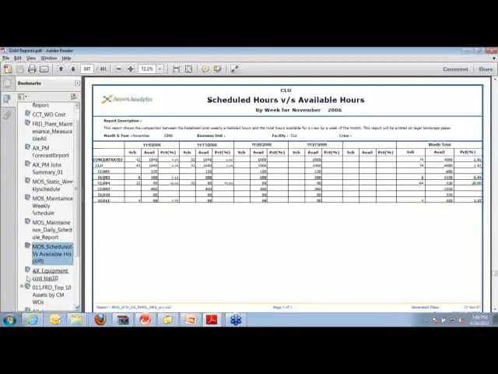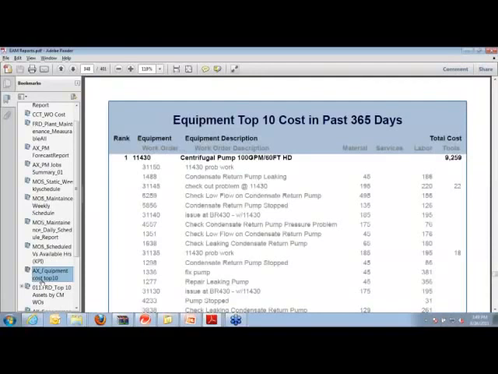The other thing we have seen is people want to do exceptional reporting. They want to know what are my top 10 costs in the last 360 days, which equipment is costing me more in terms of maintenance. And then you can focus on that equipment. This example is showing all the work orders for that particular centrifugal pump, but you can go through a lot more details of that.